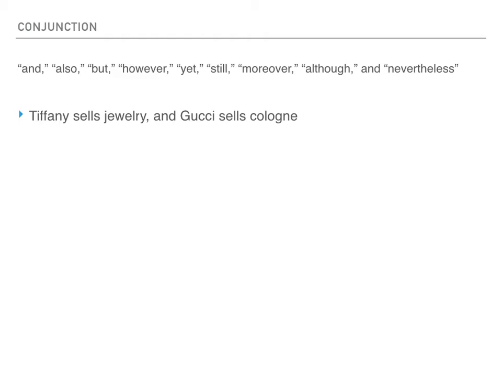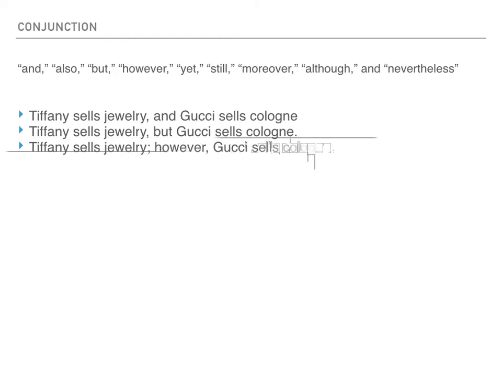But we would also use a dot to translate sentences involving the words also, but, however, yet, still, moreover, although, and nevertheless. So this is not 100% always the case, that whenever you see one of these words, it's going to be truth functionally indicating conjunction, but often it will. So here's an example changing the and to but. It says Tiffany sells jewelry, but Gucci sells cologne. And again, Tiffany sells jewelry, however, Gucci sells cologne.